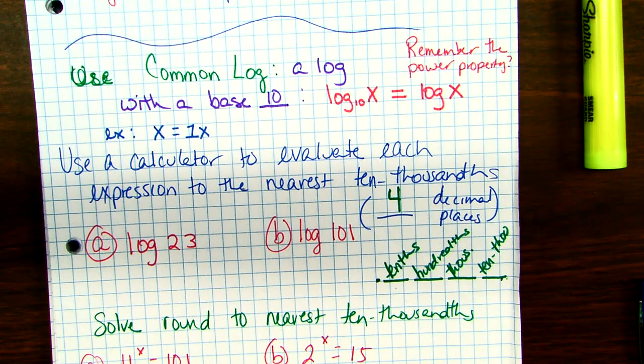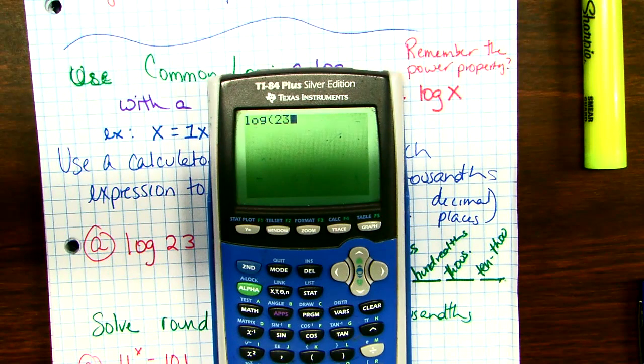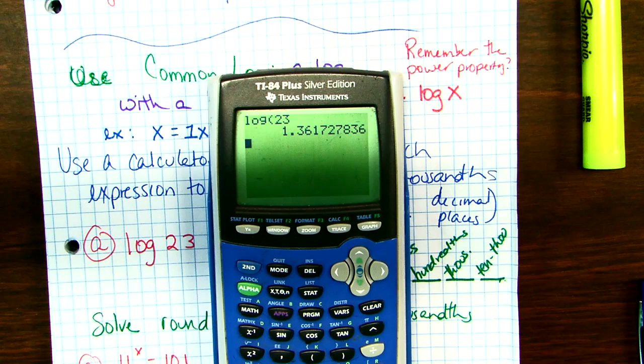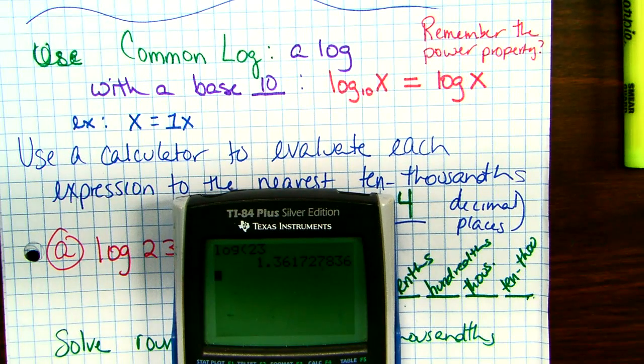Putting that in our calculator, log 23. You can close the parentheses if you want to, but you don't have to. If you're going to hit enter, you never have to close the parentheses. By hitting enter, you're telling the calculator you're done. So you just type it in, and then we would round that to 4 decimal places. The 5th number tells the 4th number what to do. So the 2 tells the 7 to stay the same.